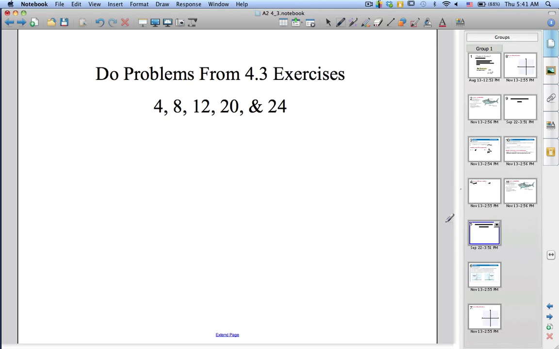So go ahead and practice some problems. We've got problems 4, 8, 12, 20, and 24. Go ahead and do those to get some practice working with e. They're very simple, and it relies on properties of exponents that you've already learned.